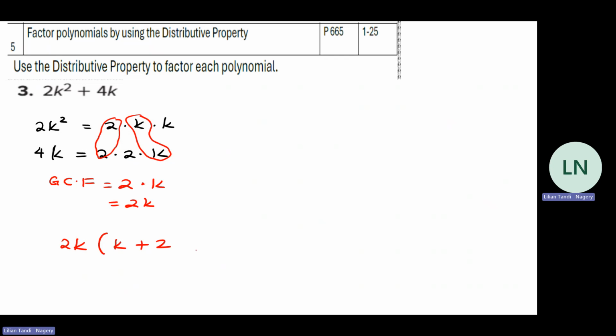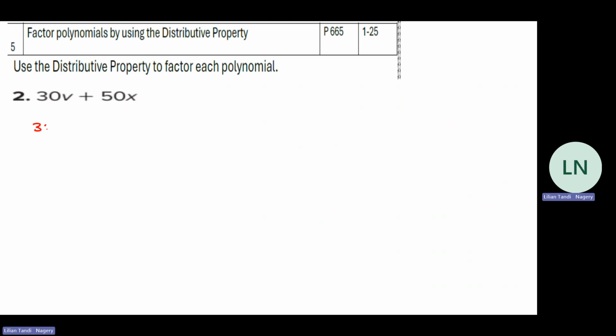This 2 is positive. Okay, so you have to put the sign of the number, or of the terms that you have left. Now check your work. 2k times k, 2k squared, 2k times positive 2, positive 4k. So there, this is your answer.